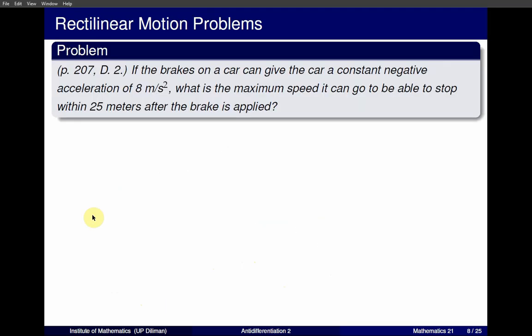Let's go to our next problem, page 207, D2. If the brakes on a car can give the car a constant negative acceleration of 8 meters per second squared, what is the maximum speed it can go to be able to stop within 25 meters after the brake is applied? If you want to solve the problem first, you may pause the video. I'll give you 5 seconds.